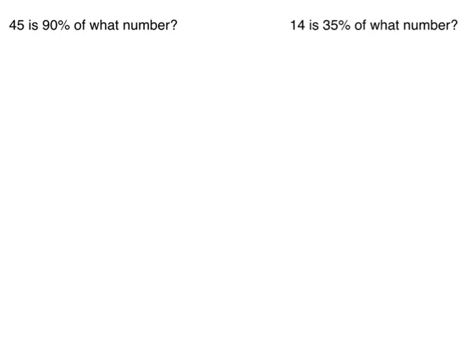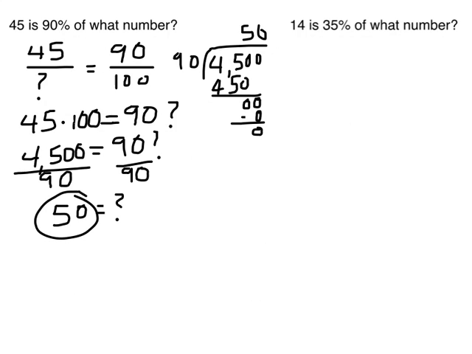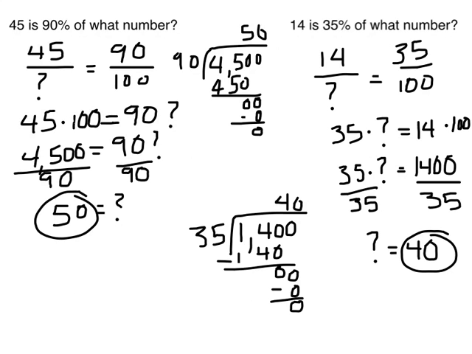Now you try two problems solving for the whole. 45 is 90% of what number? Set up your proportion and solve that problem now. The correct answer is 50. You can check your work with mine. Let's solve another one. 14 is 35% of what number? Go ahead and solve that problem now. The correct answer is 40. 14 is 35% of 40.